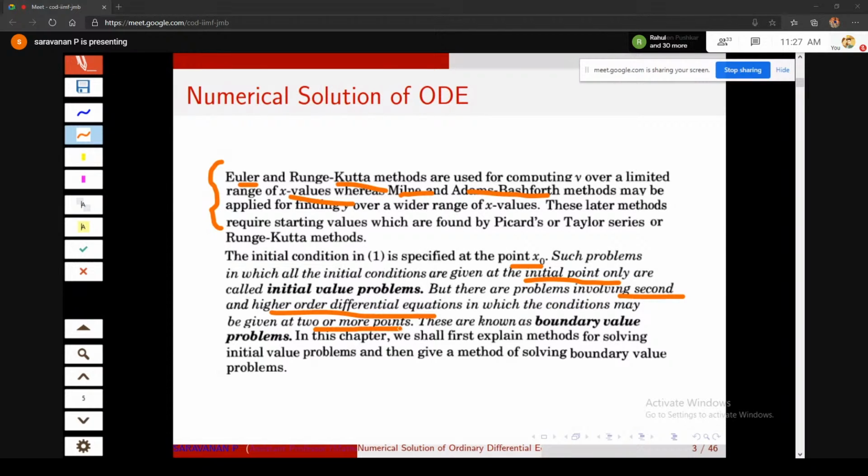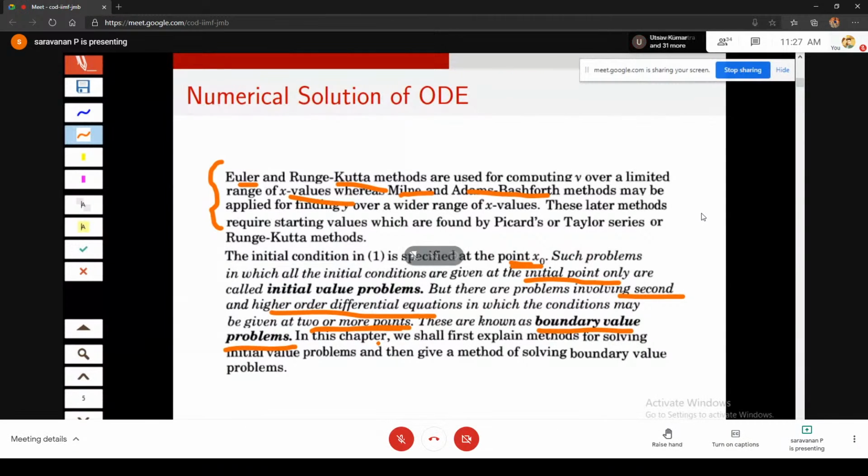As I told you earlier, if you want to solve the second order ordinary differential equation, you need minimum two conditions. Okay, and these conditions are called boundary conditions, and these problems are known as boundary value problems. So if the condition is specified only at one point, that is called initial value problem. If the condition is specified at two or more points, then that is known as the boundary value problems.